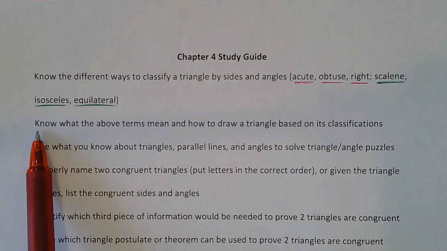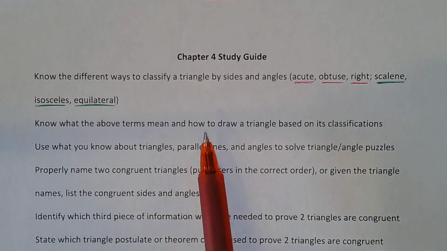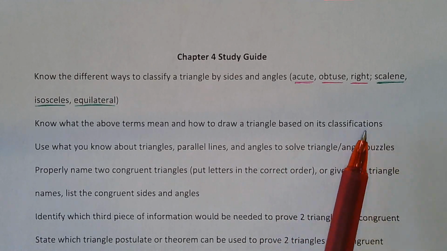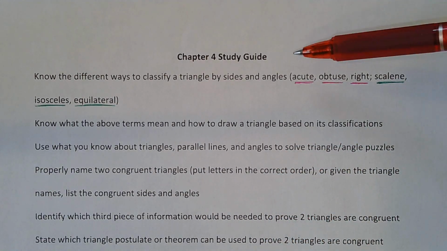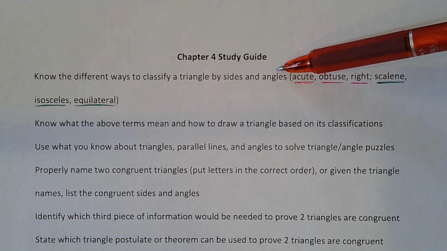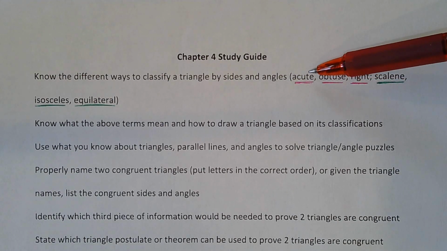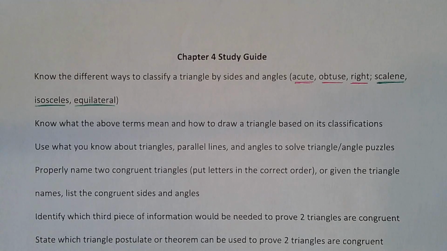So you'll need to know what those above terms mean, and I've just gone over that, and then how to draw a triangle based on its classifications. Okay, so I could ask you a question, like the first thing here, I could give you a triangle and I could say classify this triangle by its sides and angles, and you might have to say, oh, that's an acute isosceles triangle, or that's a right scalene triangle.